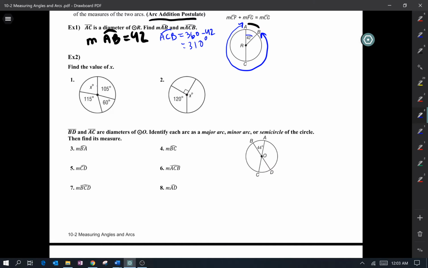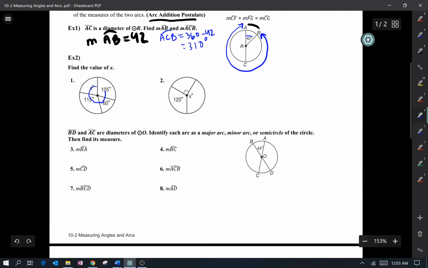Well, what do we know about the central angle? The central angles always add up to 360. So we have 115, we have 105, and we have 60. Add those together and we're at 280. So angle x must equal 360 minus 280, the leftover, which is 90. So arc x must be 90 degrees.